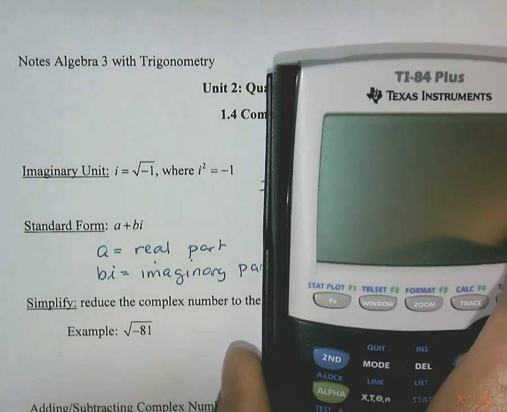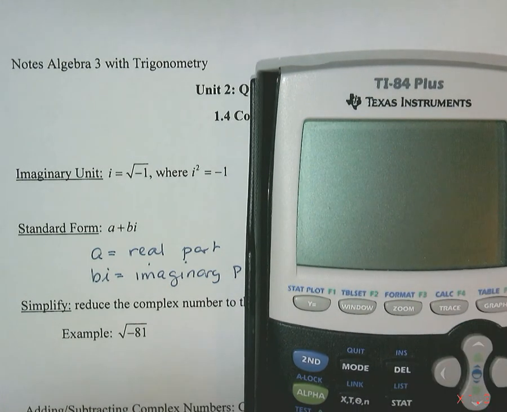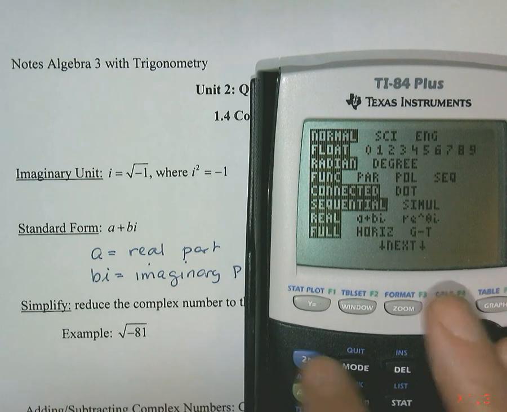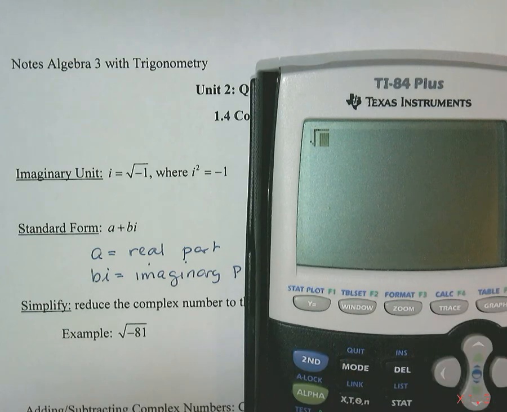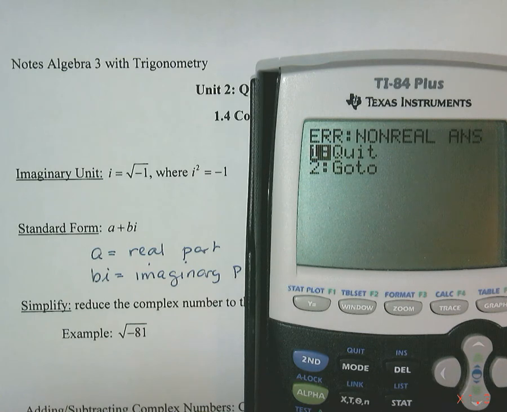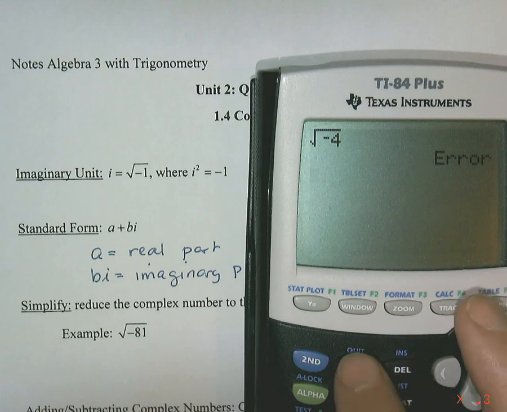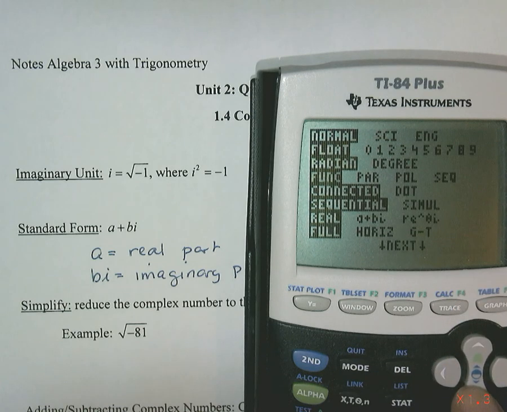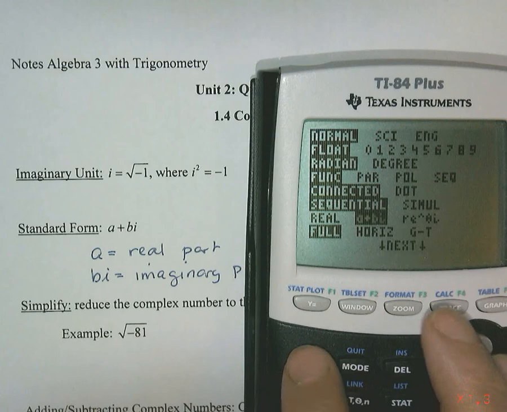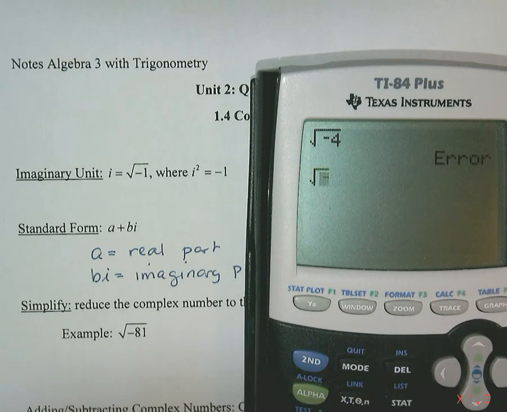But if you did Algebra 2 with this, there's a couple ways you can look at it. First thing is, well, let me show you what happens. If I took the square root of -4, it tells me it's a non-real answer. So what I need to do is go to my mode, and I'm going to come down here to where it says real. I'm going to go over to highlight a plus bi, and I'm going to hit enter. Then when I come back and do the square root of -4, I get 2i.